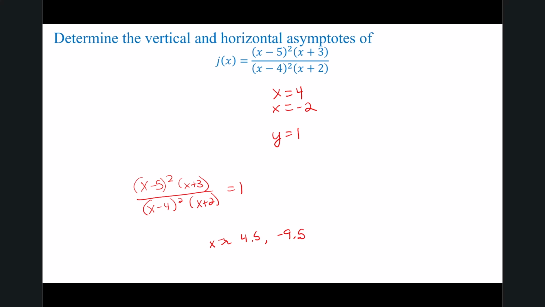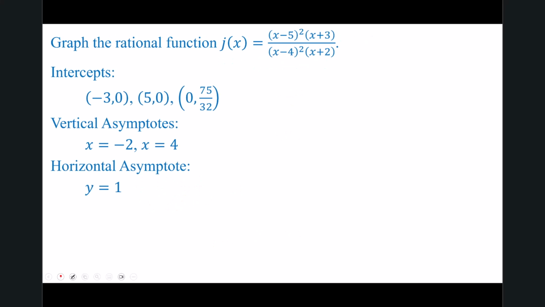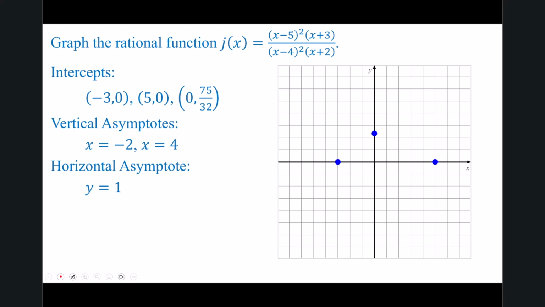So the graph is going to cross that horizontal asymptote at about 4.5 and about negative 9.5. So let's graph. These are all the things that we found. Here are our intercepts and our asymptotes. And then the graph is going to cross that horizontal asymptote at about 4.5 and negative 9.5, which is to the left off of our graph. We're not going to worry about that one right now.